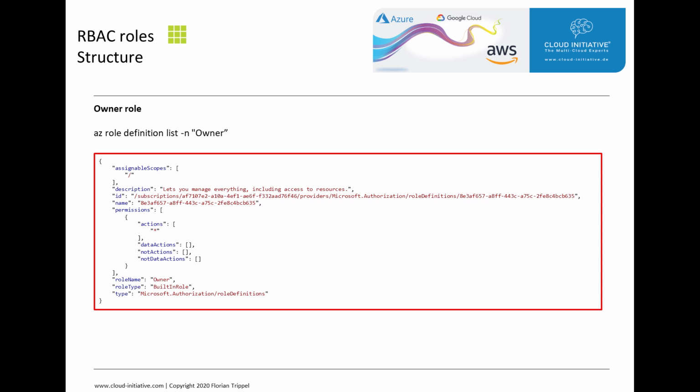So now that we talked about theory, let's have a look at the structure of some of the built-in roles and compare these. First, we have the owner role in JSON format. We notice the assignable scopes property that is set to allow the assignment everywhere. Here we could limit the scope to a subscription or resource group. Next, we notice the permissions array. We notice that there are four properties: actions, data actions, not actions, and not data actions. So in this case, the owner role has full access at the control plane, but not at the data plane.